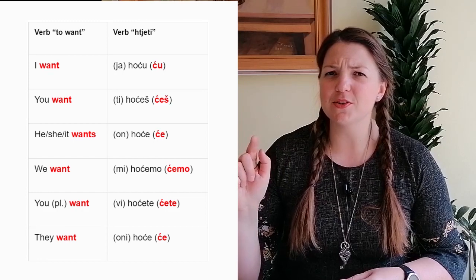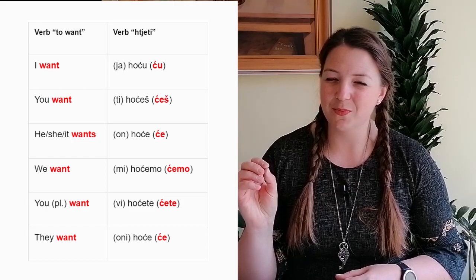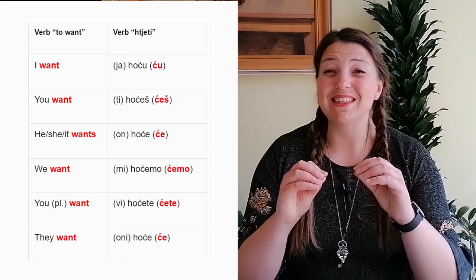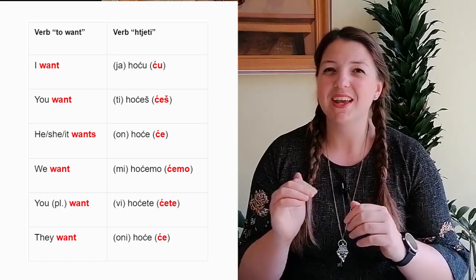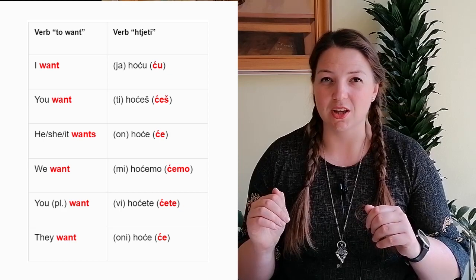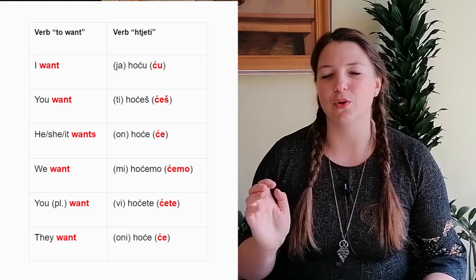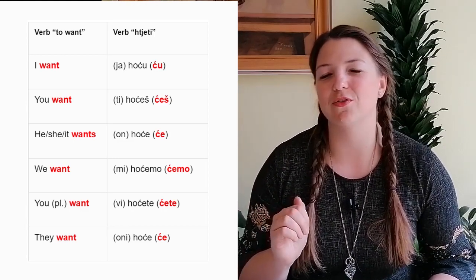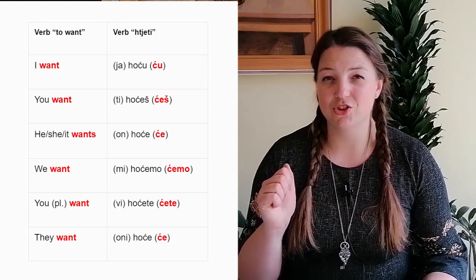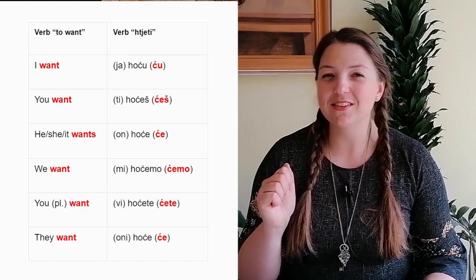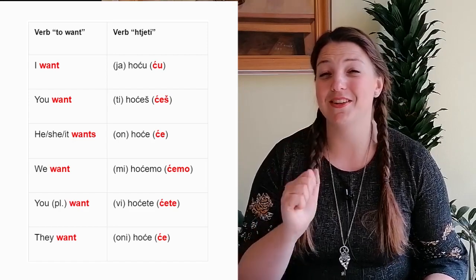Notice that the third person singular and plural have the same form, hoće. Now, the pronunciation is slightly different. On hoće, it's quick and short, and oni hoće, you sort of extend the E at the end. Now, this is the longer form, accented form. Now, the shorter form of the auxiliary verb, to want, is ću, ćeš, će, ćemo, ćete, će. Again, the difference between the third person singular and plural is only in the pronunciation.